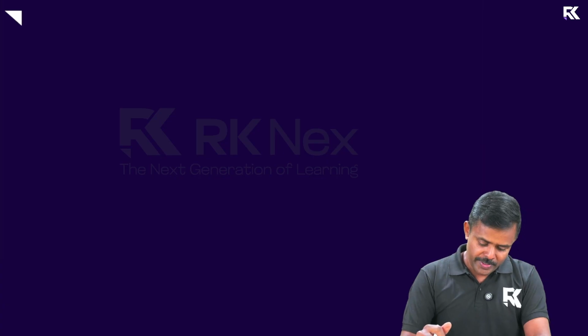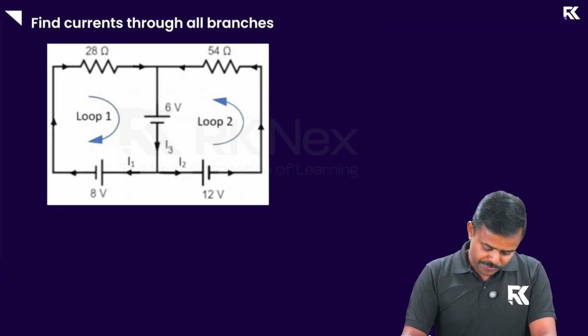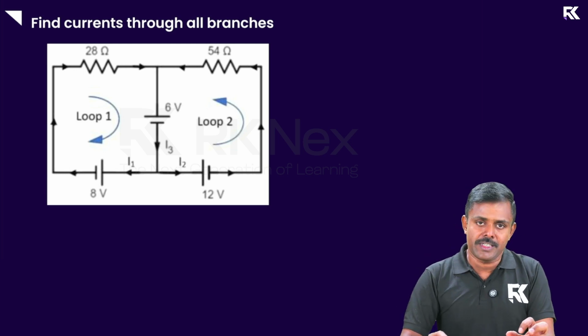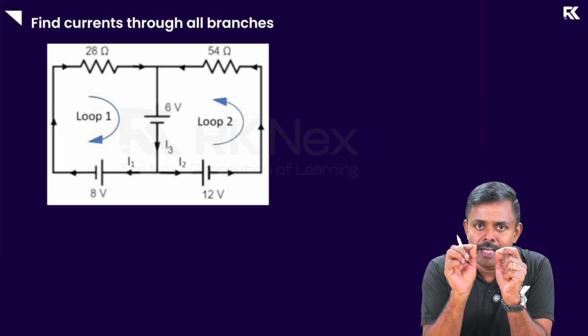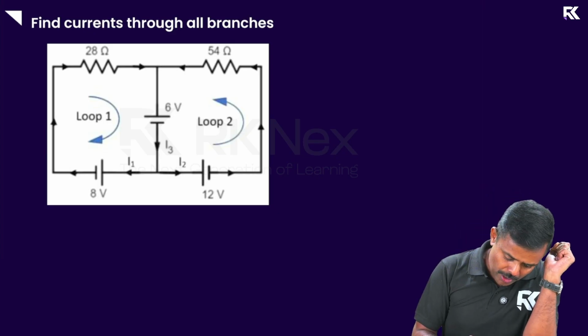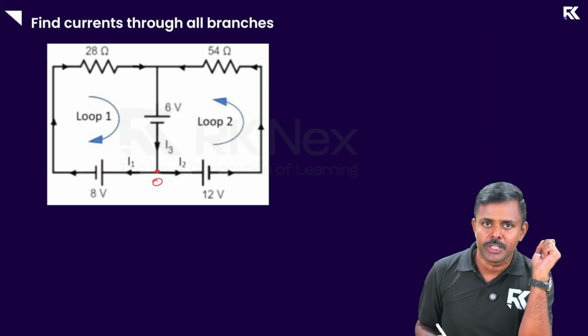Okay, right. Let's move to the next one now. Find currents through all the branches. See, again, we have a circuit which has a few cells and a few resistors. As per the method, I need to assign a potential of 0 volts to a common point. Now look at the common point. I'm going to take this point as my common point. I'm assigning 0 potential to it.